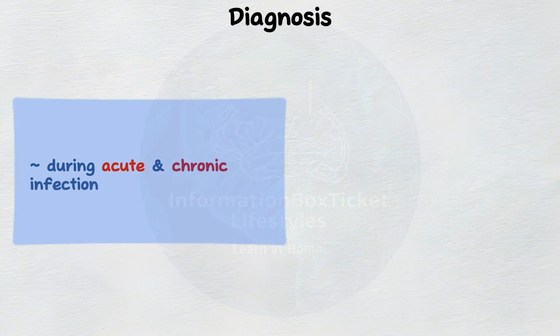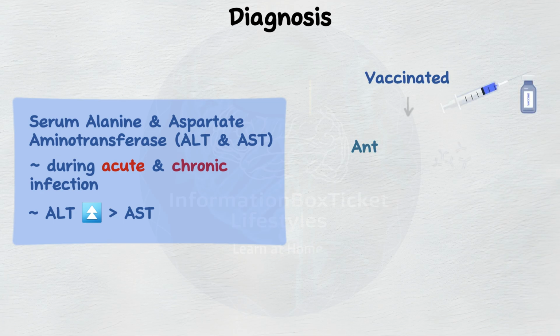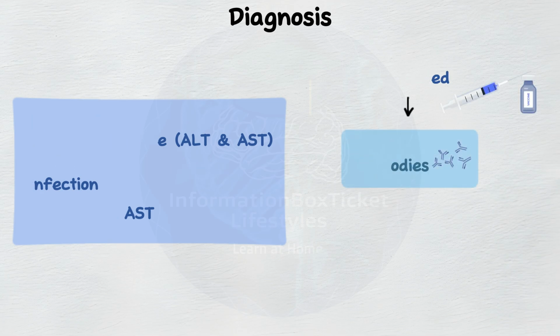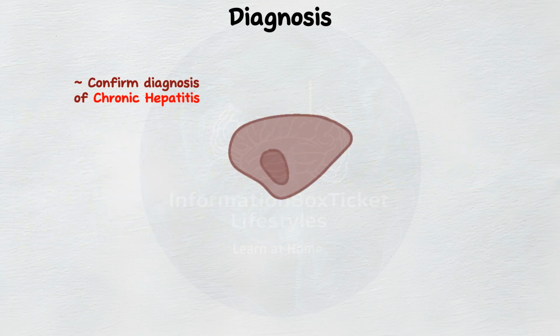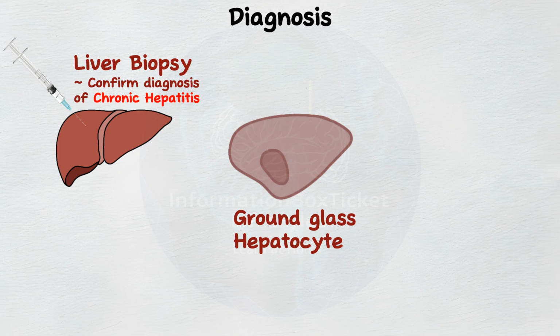During active acute and chronic infections, serum alanine and aspartate aminotransferase, or ALT and AST, are raised. However, ALT is elevated more than AST. Lastly, the only antibodies detected in vaccinated people are anti-HBs antibodies. To assess the damage and confirm the diagnosis of chronic hepatitis B, a liver biopsy can be performed. Typically, it displays ground glass hepatocytes, which are hepatocytes with granular cytoplasm.